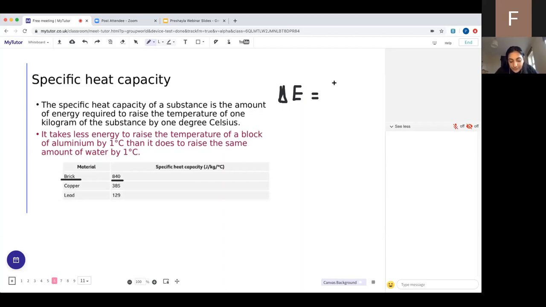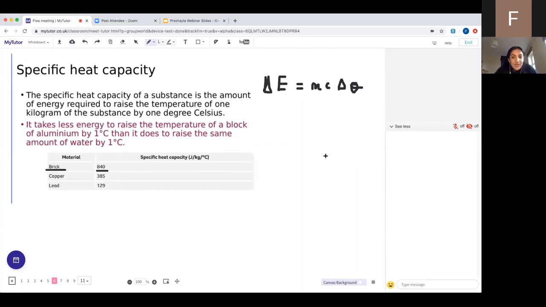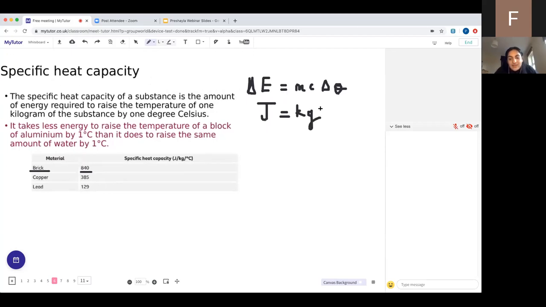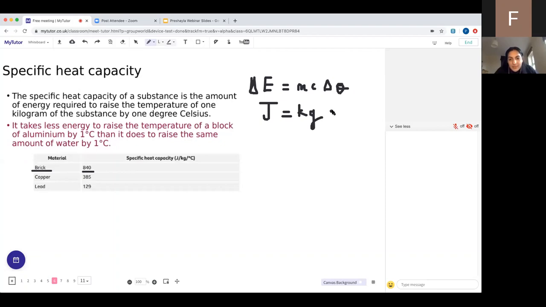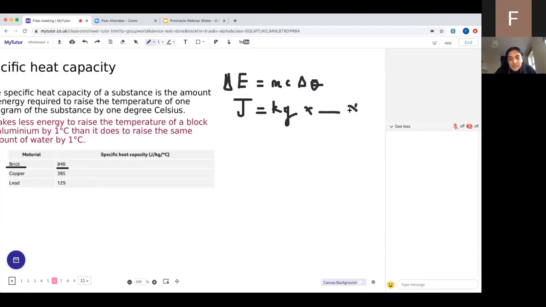So delta E is mc delta theta. Okay, so let's first of all take the units of each of those elements of the equation. We know that E is measured in joules. We know that mass is measured in kilograms. And we know that specific heat capacity, well, we don't know, that's what we're trying to work out. And we know that delta theta is degrees Celsius.